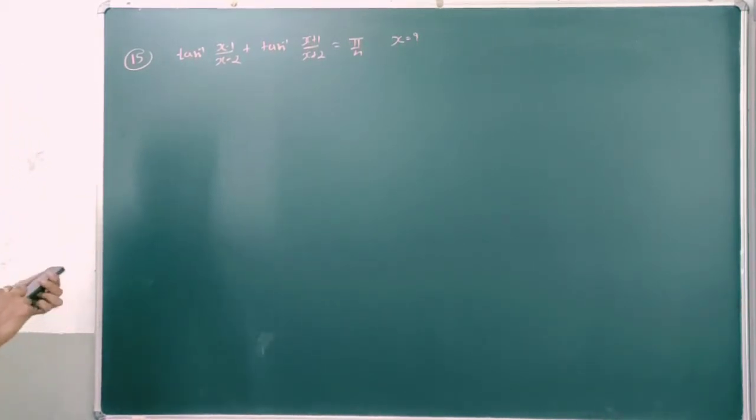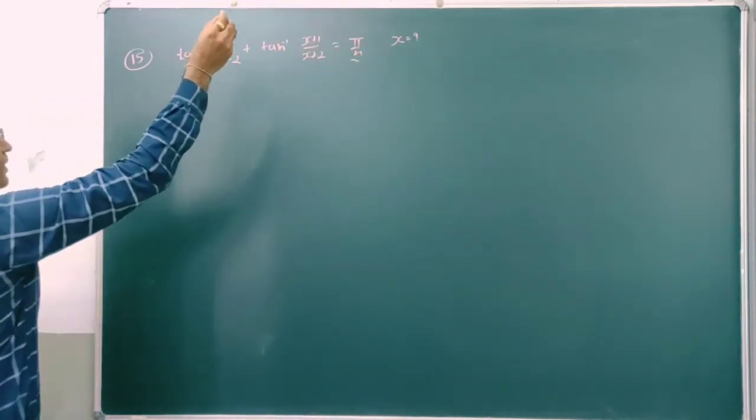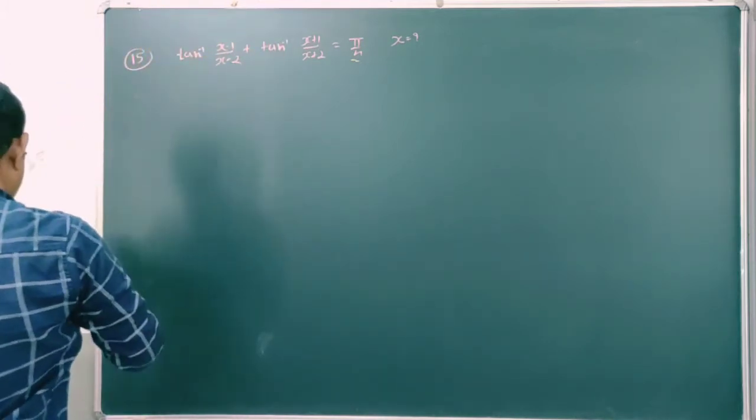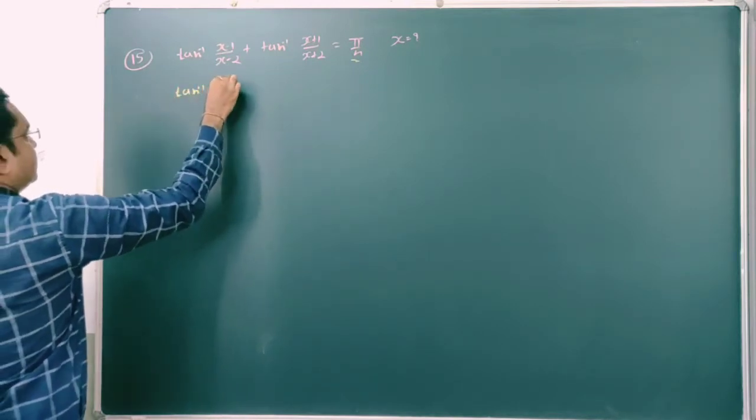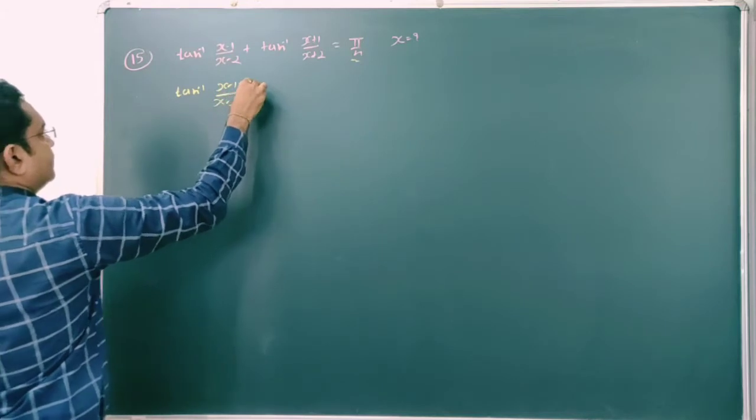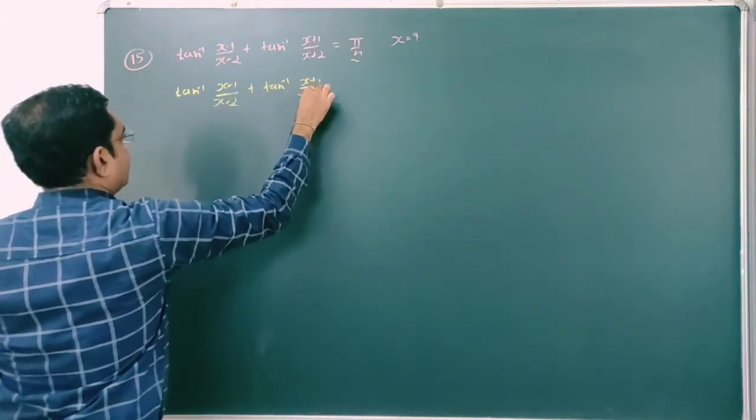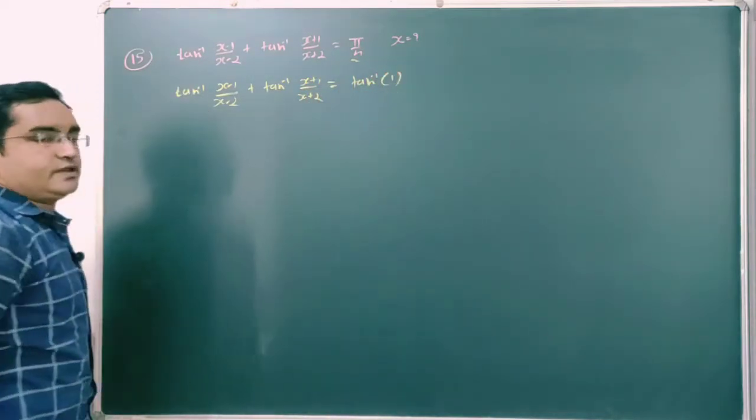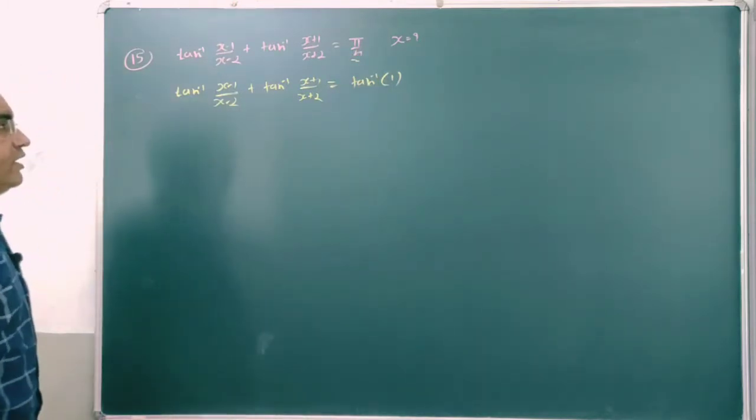तो इसको कैसे करेंगे? देखो, tan pi by 4 is given. So first we are replacing this pi by 4 with tan inverse 1. Done? Because tan pi by 4 is 1, so tan inverse 1 will be pi by 4. So here first one is tan inverse x minus 1 upon x minus 2 plus tan inverse x plus 1 upon x plus 2. This is equal to tan inverse 1. Replace this 1 with tan pi by 4, so we are getting pi by 4. So pi by 4 is nothing but the tan inverse 1.